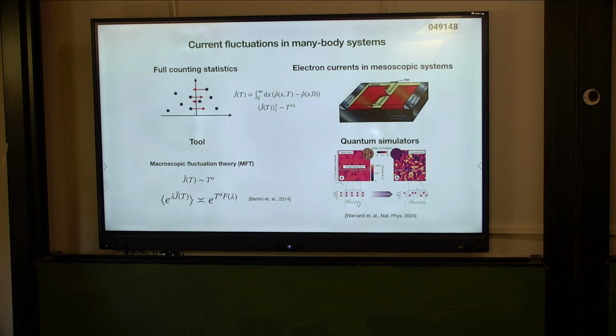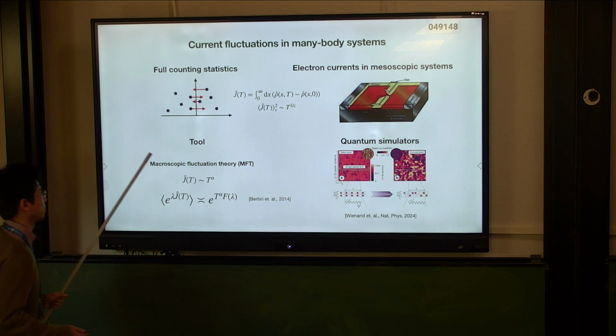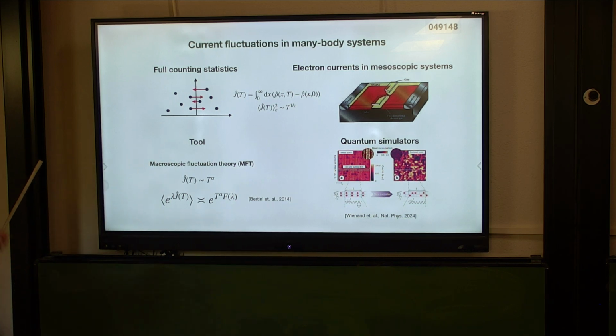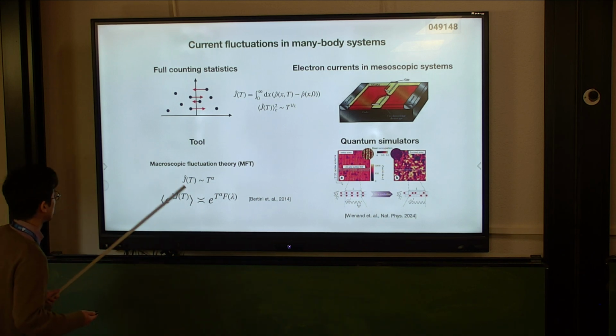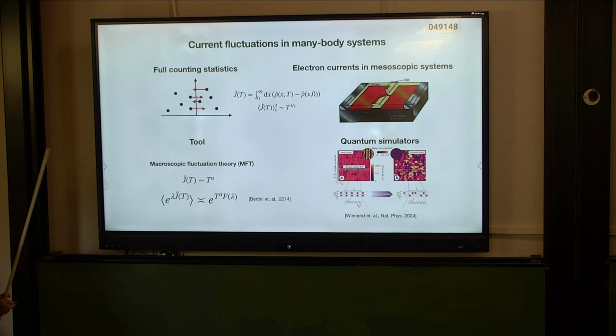But in general, you don't have to confine yourself to mesoscopic systems, but you can ask the same kind of question: what would be the statistics of the transport in your system? And it's of course difficult to say something quite general about such statistics in a generic system, but there is a nice theory that allows you to evaluate such statistics. The theory is called macroscopic fluctuation theory. So I will use a theory that is inspired from this theory, and I will give you a bit more technical details of it.